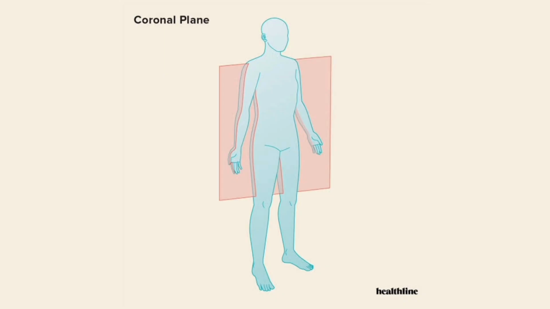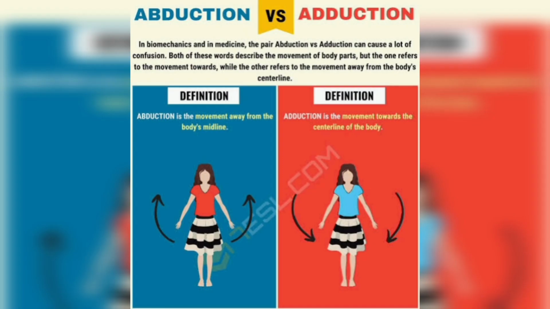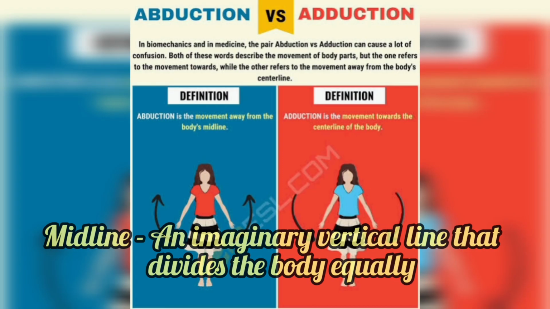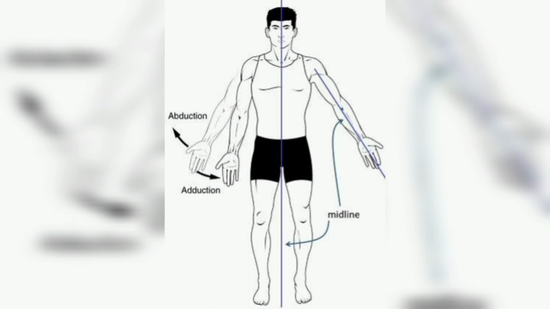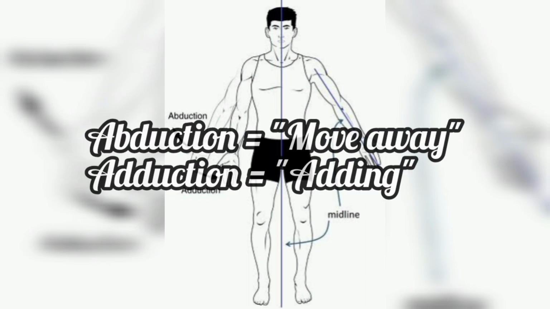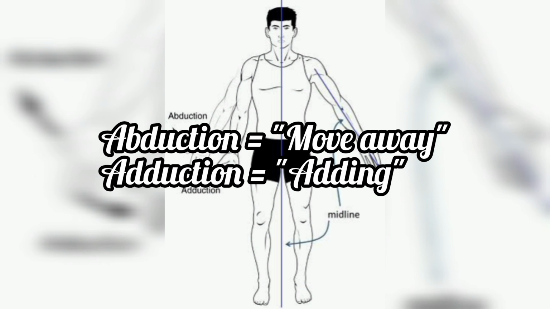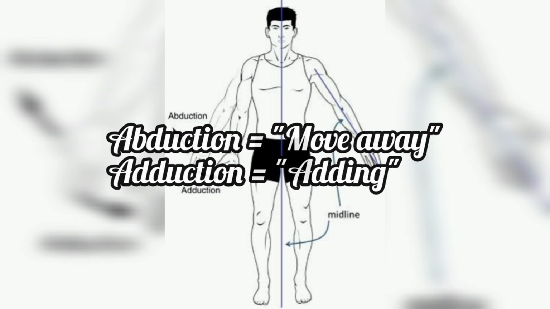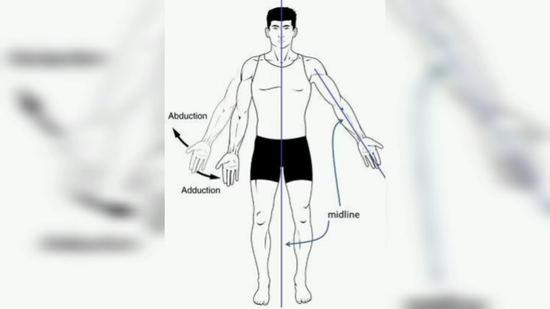The next movements are abduction and adduction. Abduction is a movement away from your midline in the coronal plane, which separates anterior and posterior, or in simple terms, front and back. While adduction is a motion towards the midline. Here's a tip. In abduction, just remember that the keywords are move away, and in adduction, you are adding the body part towards the midline. Like flexion and extension, abduction and adduction are also antagonistic movements.